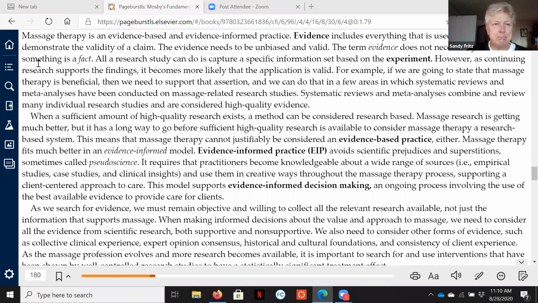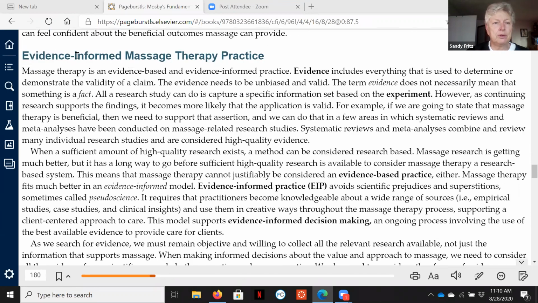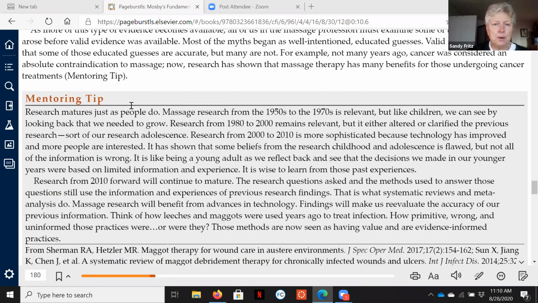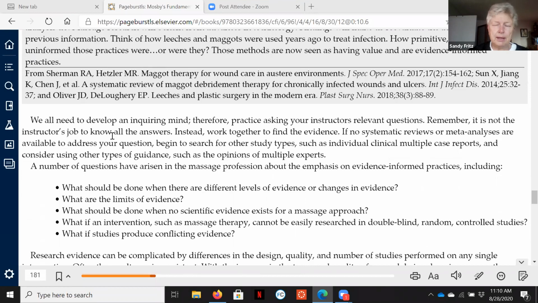So we are back here, and we were talking about evidence-informed massage therapy practice. You know what mentoring tips are, and this one kind of focuses on how information can change. And we really have to be okay with that. We also have to be okay with not knowing for sure.